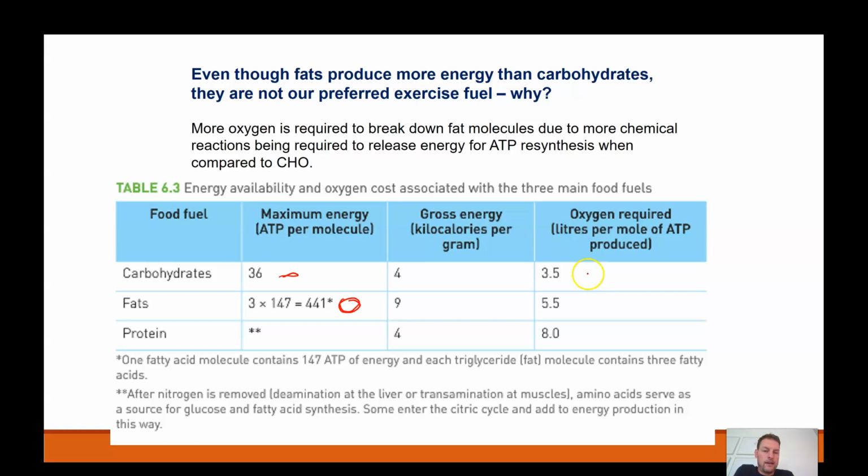36 ATP for a carbohydrate or glycogen molecule. You can see over here, we require a lot less oxygen to break down carbohydrates compared to the fats, which is 5.5 there. So therefore, this means we can work at a higher intensity with our carbohydrates compared to the lower intensity when we're breaking down fat. So that's why carbohydrates and glycogen are our preferred fuel source.